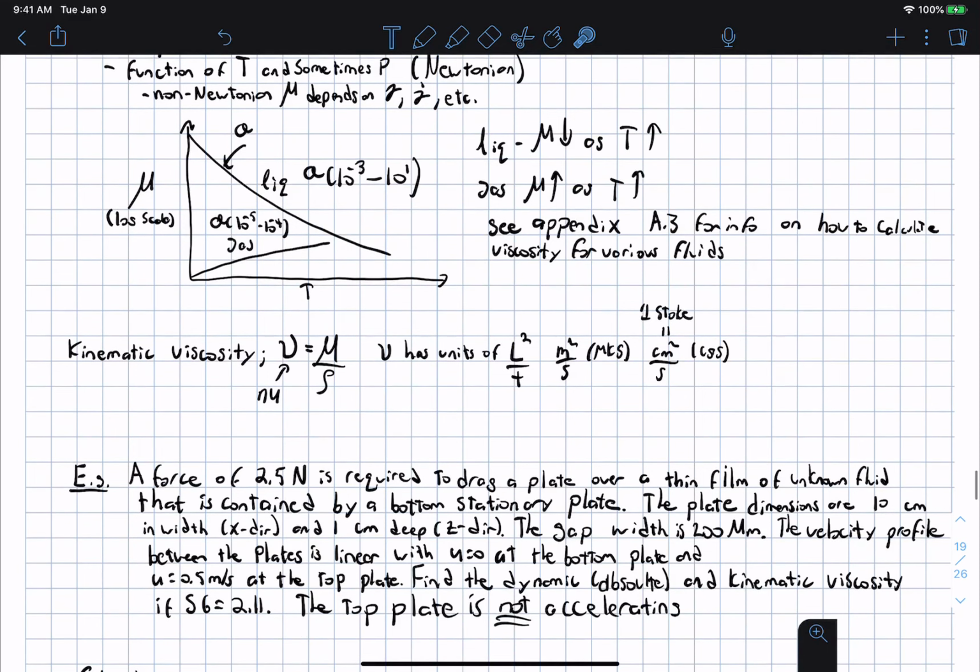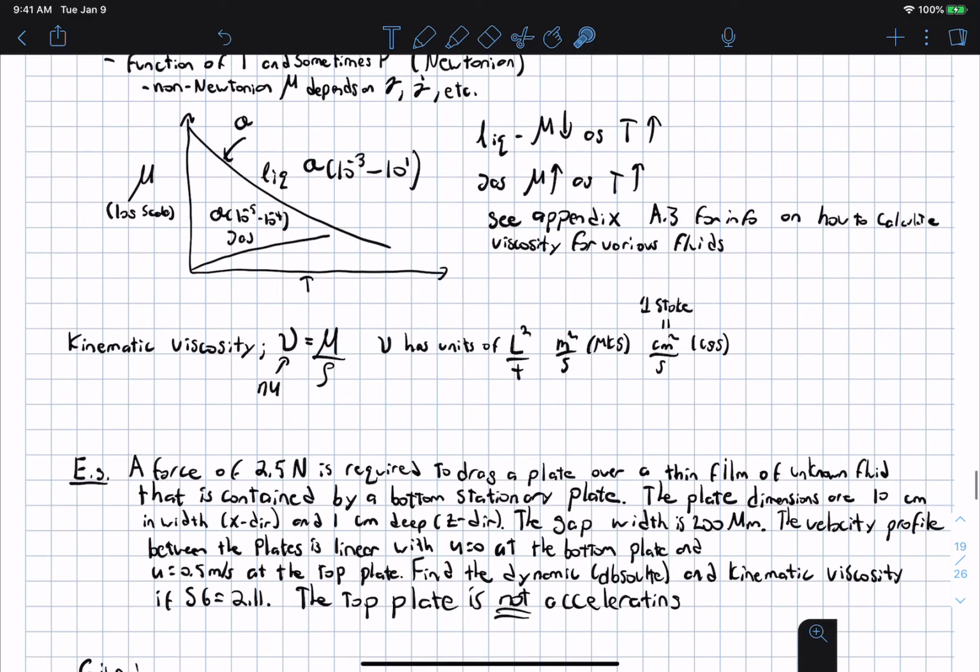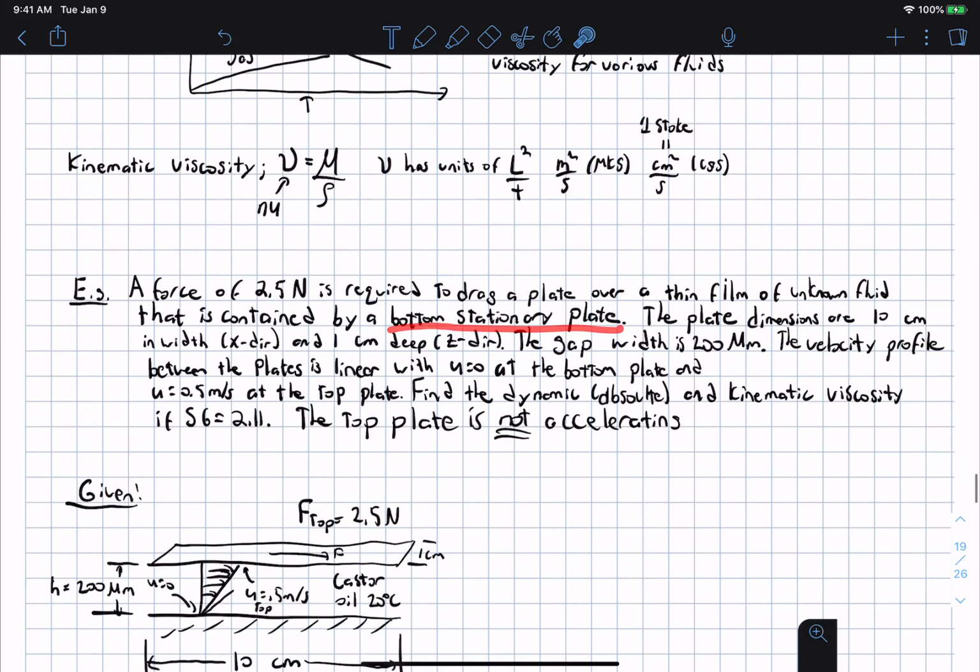Here I'm just going to go through an example. A force of 2.5 newtons is required to drag a plate over a thin film of an unknown fluid that is contained by a lower stationary plate. The plate dimensions are 10 centimeters width and 1 centimeter deep. Okay, so in other words, we have two plates, something like this. The bottom one is stationary, and the top one is moving at some velocity.